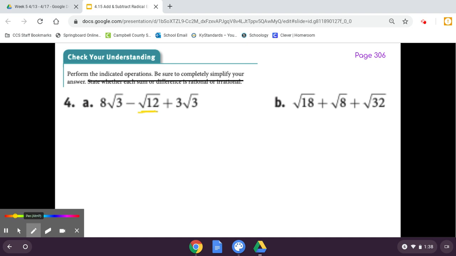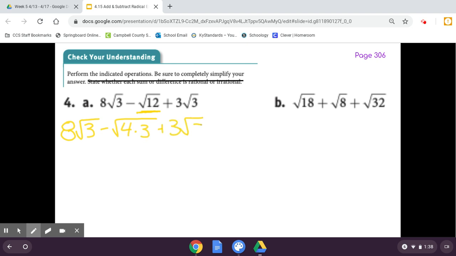So this square root of 12, I know that I can pull the perfect square root of 4 out of that. So I'm going to go ahead and rewrite this problem as 8 square root of 3 minus square root of 4 times 3, because that's how I get 12, plus 3 square root of 3. So again, I'm going to rewrite this. And I know that the square root of 4 is 2 times the square root of 3. That one stays there. Plus 3 square root of 3.